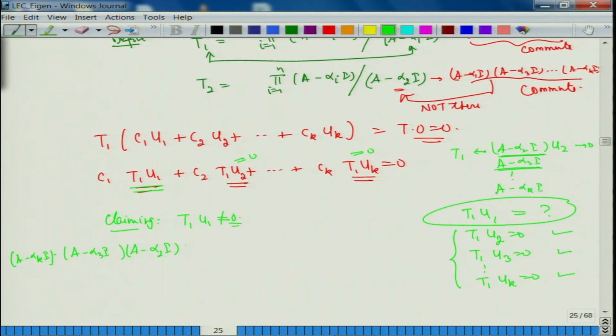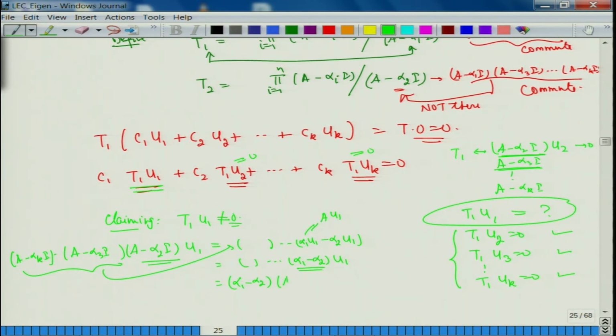I am supposed to multiply this with U1. If I do this, I just leave this part as it is for the time being. Now, this part gives me AU1, which is nothing but alpha 1 U1, minus alpha 2 U1. So, AU1 is alpha 1 U1, and then alpha 2 U1. I can write it back like this: alpha 1 minus alpha 2 of U1. Again, this is a constant, so I can just put alpha 1 minus alpha 2 outside here.